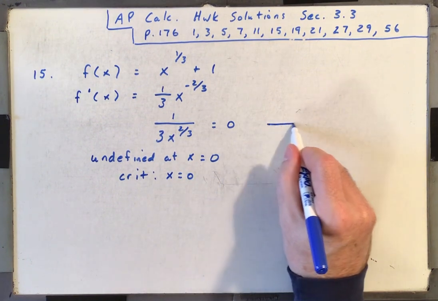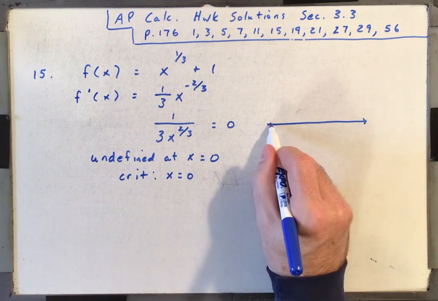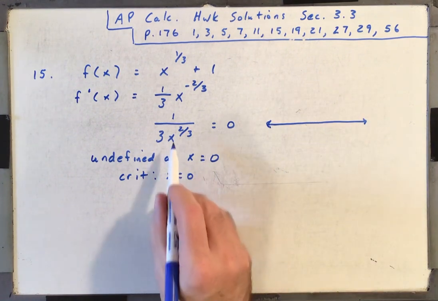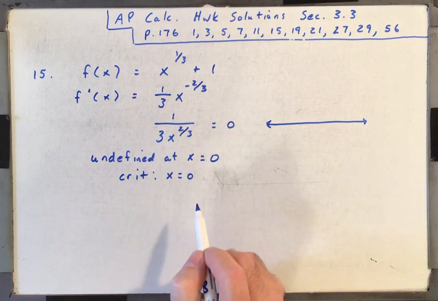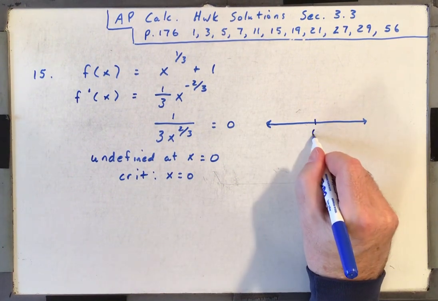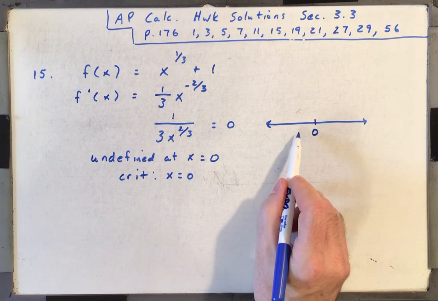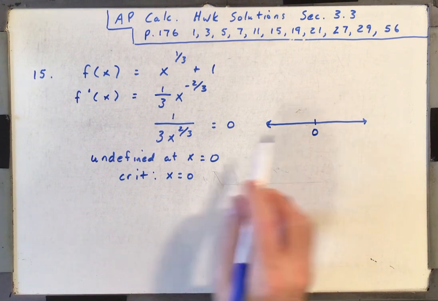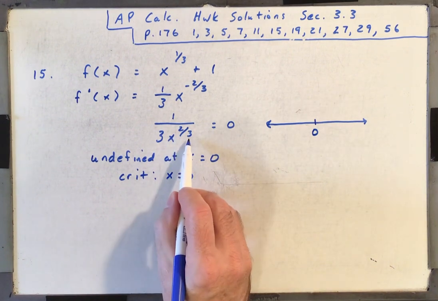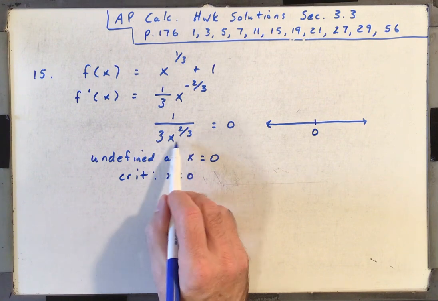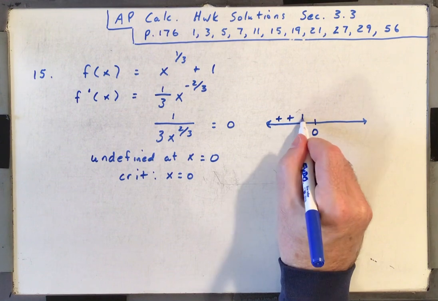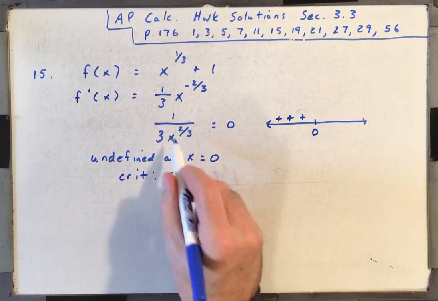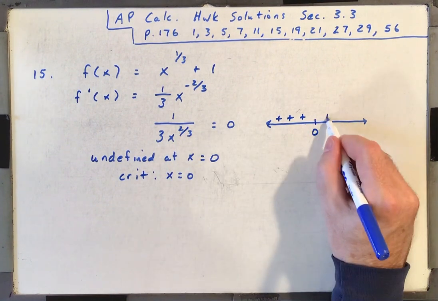I'm going to draw my sign line right next to the easiest place to plug in to the derivative, which in my brain is right in here, 1 over 3x to the 2/3. Our critical point is 0. To the left of 0, I'm just going to pick -1. So -1 to the 2/3 will be +1 because you have to square it. So that's going to be positive. And then 1, if you plug 1 in, also positive.